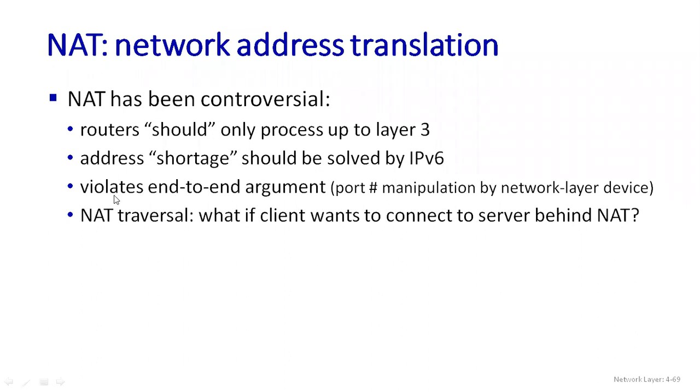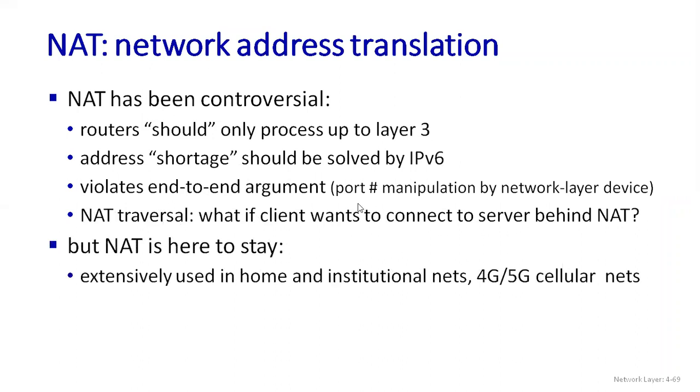Now one more point: it also violates the end-to-end argument, because the port number can be manipulated by any of the network layer devices. And how is NAT traversal going to happen? If any client wants to connect to any server behind NAT, then that will be a problem, because the client wants to connect with the server. If they don't want to connect through your NAT, that kind of traversal problem may be created inside NAT networks.